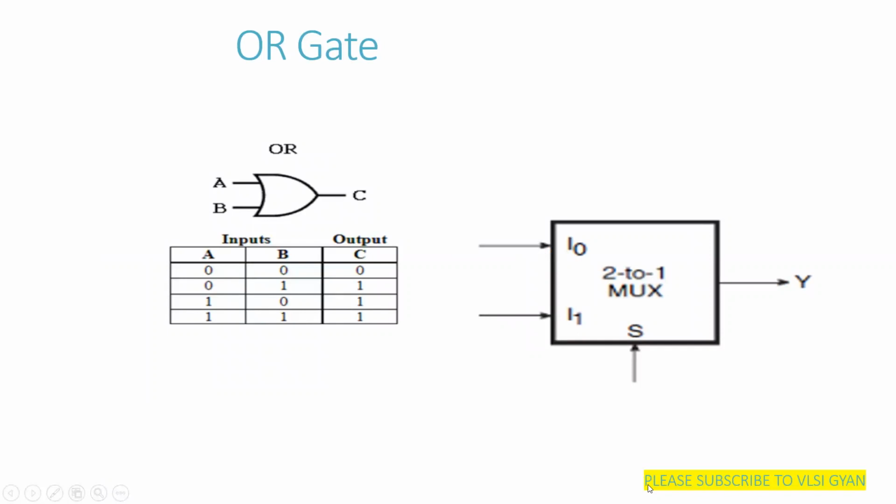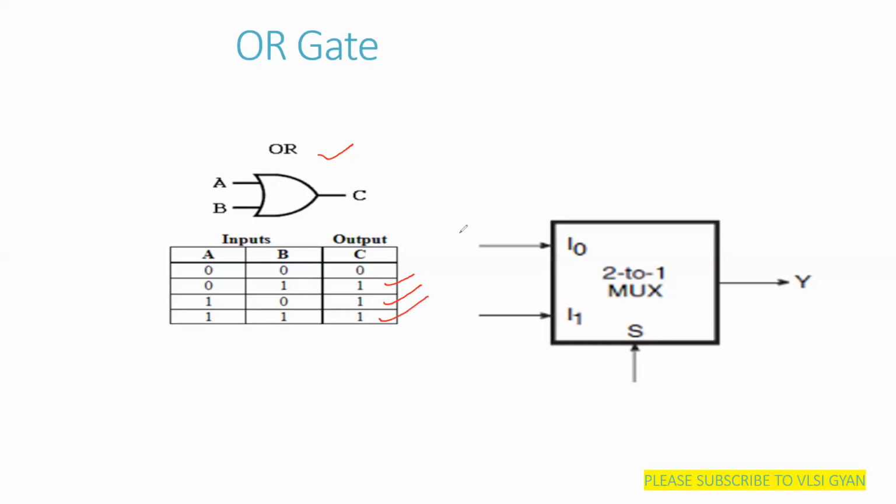Next comes the OR gate. For an OR gate, we know that if any of the inputs is 1, then the output is 1. Right? So here, this is the symbol for the OR gate, and this is the truth table. A is 0, B is 0. When both the inputs are 0, the output is 0. When A is 0, B is 1, this condition is true for an OR gate because it requires only one of the inputs to be 1. So it is 1. And when A is 1, B is 0, here also it is satisfying the condition, so the output is 1. When both the inputs are 1, the output is also 1 over here.